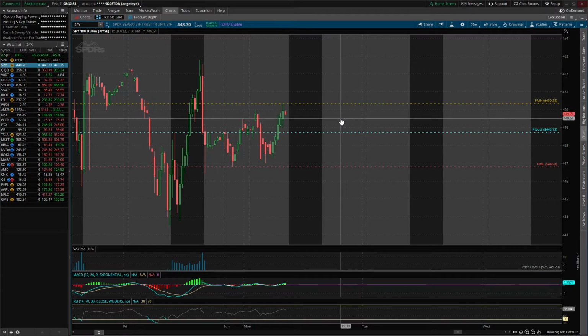I marked my levels. Now it's time to go ahead and get the game plan written down, so that when the market opens, I'm not trading on a whim. Everything's written down. I'm ready for anything and everything.